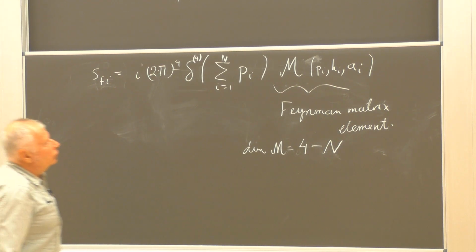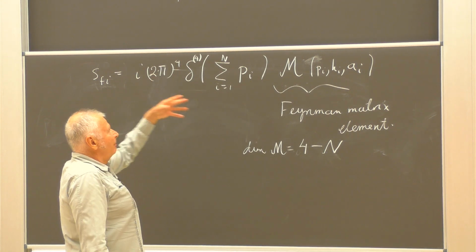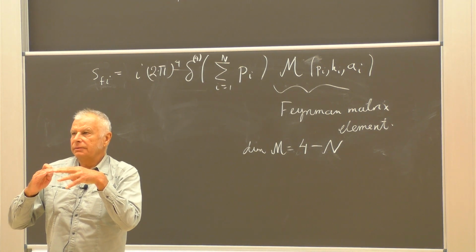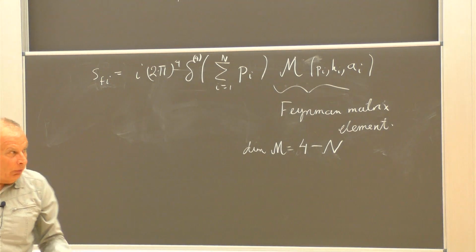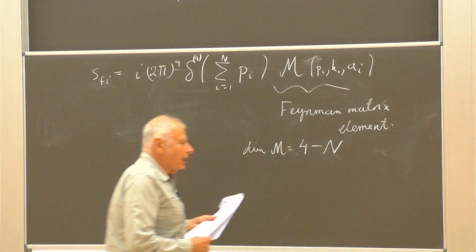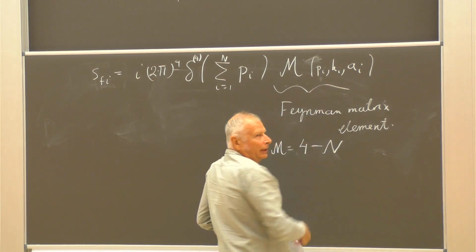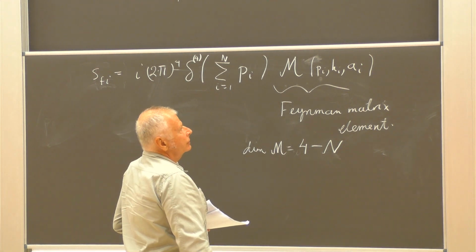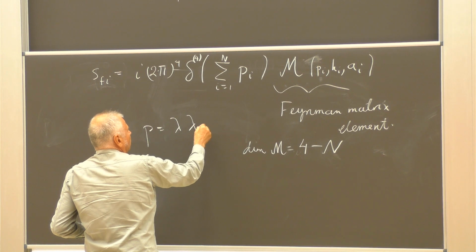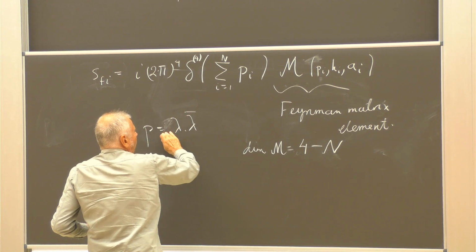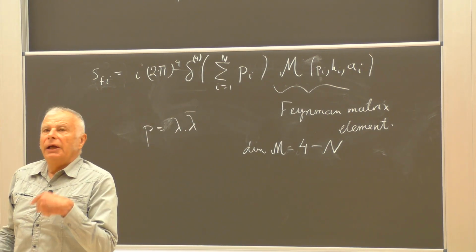Now, this is just what you would call the scattering amplitude in momentum space. Now, what you usually do when you construct so-called helicity amplitudes is you express everything, which includes in particular the momenta, by using this relation, and then the whole amplitude is expressed in terms of those momentum spinors.